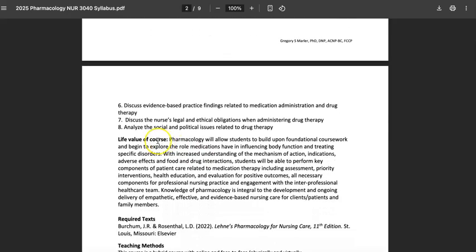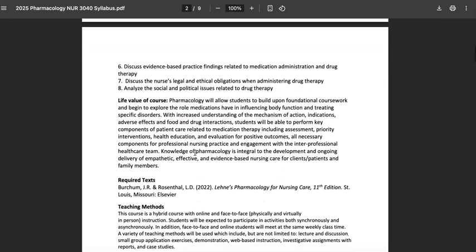Why is pharmacology important? Pharmacology is one of those basic foundational courses that nurses are going to keep coming back to for the rest of your career. In order to take care of patients, we have to understand our drugs. We have to understand what they're for. We have to understand how to safely administer them and when to safely say, you know what, now is not the right time that we need to give this medication.